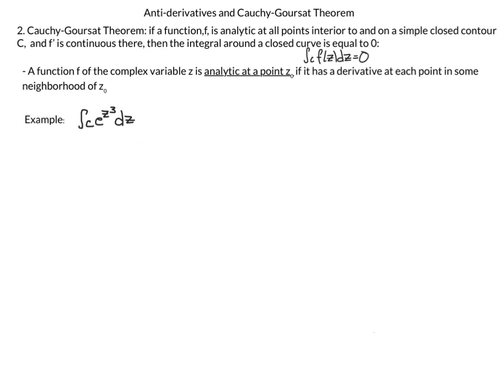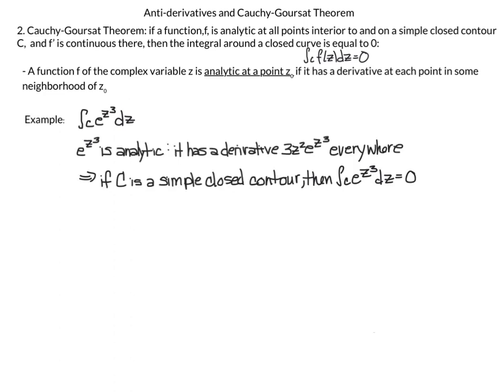Here is an example. If C is a closed curve and we want to integrate e to the z cubed dz, the first thing we note, e to the z cubed is analytic because it has a derivative, 3z squared e to the z cubed, everywhere.